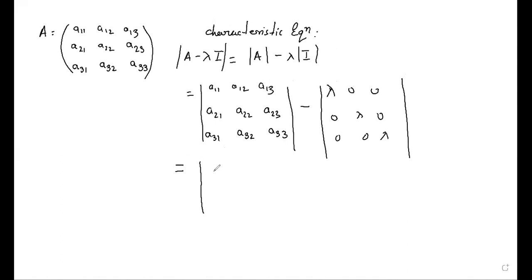Let's see. It will be A11 minus lambda, A12, A13, then A21, A22 minus lambda, A23, then A31, A32, A33 minus lambda. All right. So this is the determinant which will be coming out as the determinant of A minus lambda I.